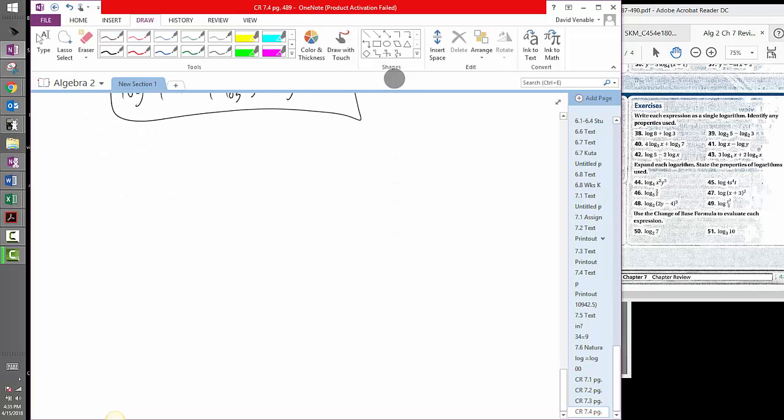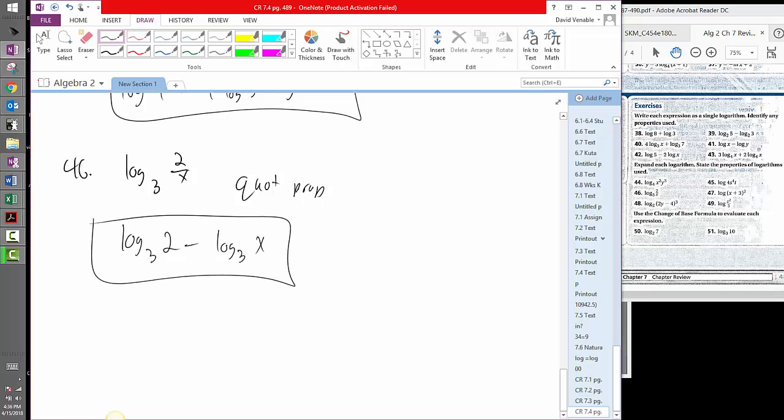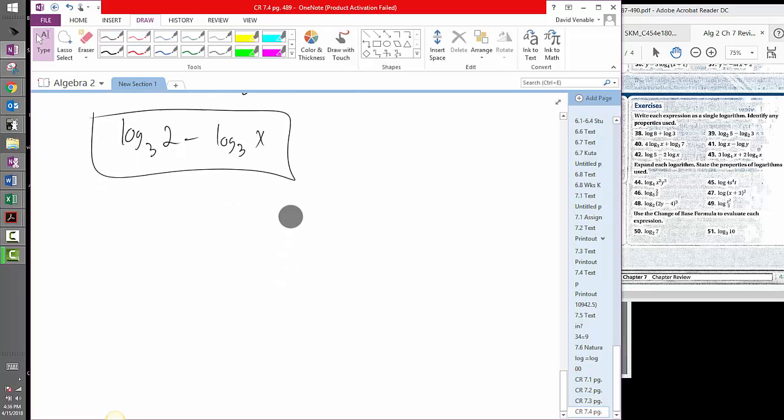Okay, number 46. We start off with log base 3 of 2 over x. And remember how we had separated subtraction is combined division? Well, it's just the opposite here. I'm going to apply the quotient property. And combined division is separated subtraction. So I'm doing it backwards. Log base 3 of 2 minus log base 3 of x. That's as expanded as you can get. You can't expand it any further.